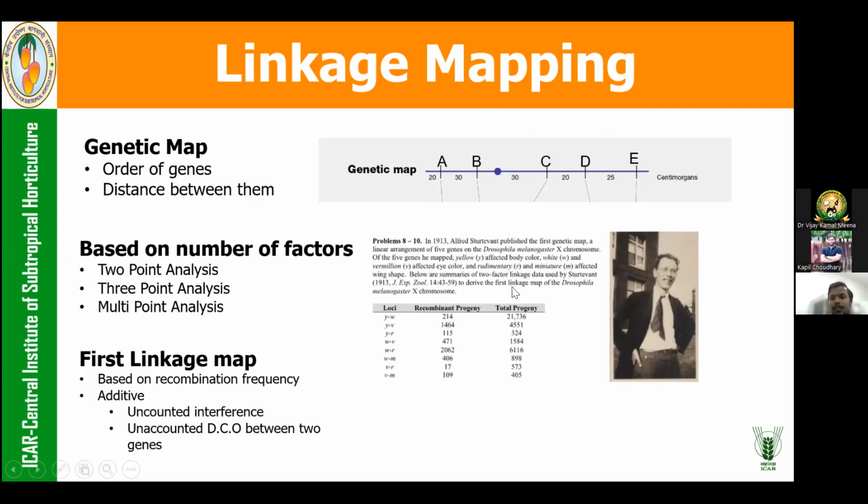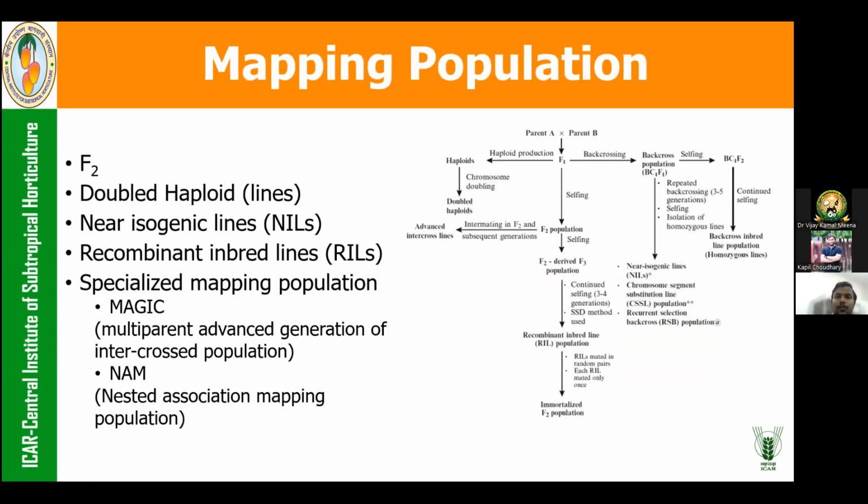This is the historical aspect. The first linkage map was constructed by A.H. Sturtevant in Drosophila, and he mapped I think six genes. The data was provided to him by T.H. Morgan, and he was an algebra student at the time. He took the data, came out with an algebraic equation, said these are the recombination frequencies, and based on that constructed the first linkage map. So linkage mapping or QTL mapping is based on recombination.